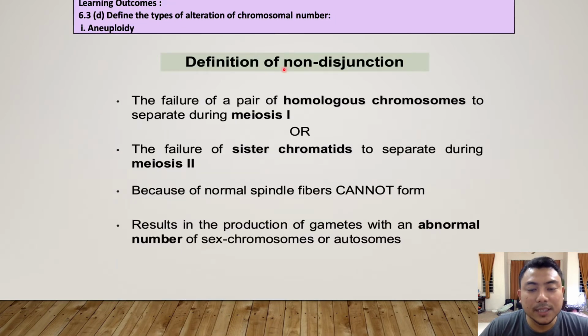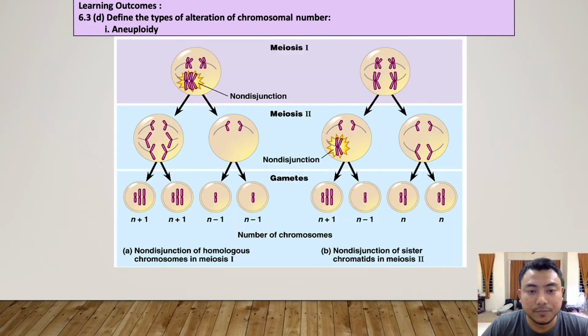So, definition of non-disjunction. It is the failure of a pair of homologous chromosomes to separate during meiosis 1 ataupun failure of sister chromatids, yang bentuk rama-rama tu, to separate during meiosis 2. Because normal spindle fibers cannot form, maknanya spindle fibers yang tarik itu tidak terbentuk, so results in the production of gametes with an abnormal number of sex chromosomes or autosomes. Maknanya nombor dia akan bertambah atau berkurang.